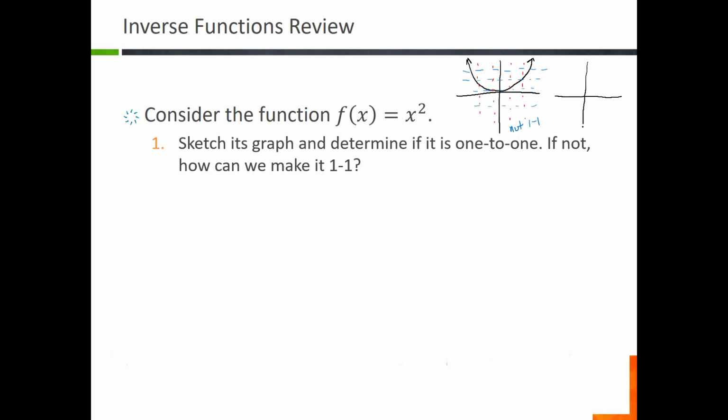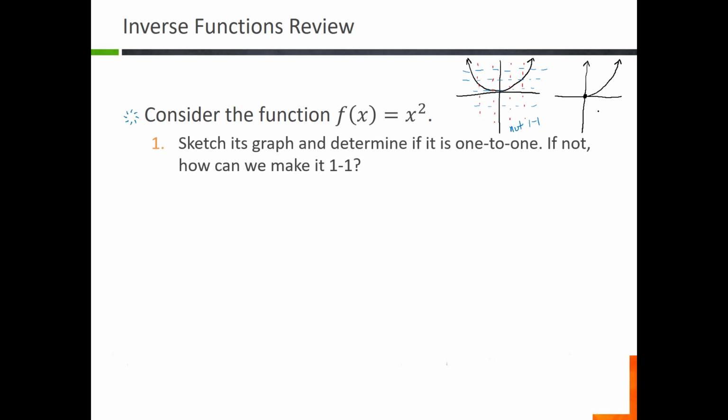So how much of this graph can we keep so that both vertical and horizontal lines will cross? If we started at the origin and only kept the right half of the graph, so we basically get rid of the left half, it passes the vertical line test and the horizontal line test. So that would be a 1 to 1 function. We could keep the left and get rid of the right, but we'll just keep the right half here.